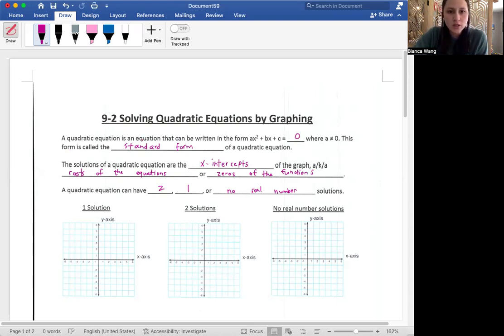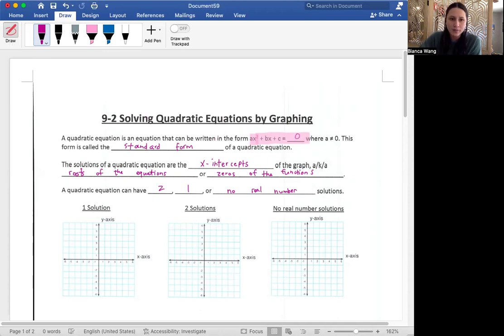A quadratic equation is an equation that can be written in the form of ax squared plus bx plus c equals 0, where a does not equal 0. This form is called the standard form of a quadratic equation. So we've been talking about how there's a special type of equation in this form that we can create a special graph.